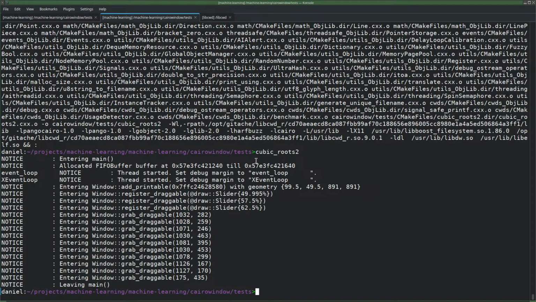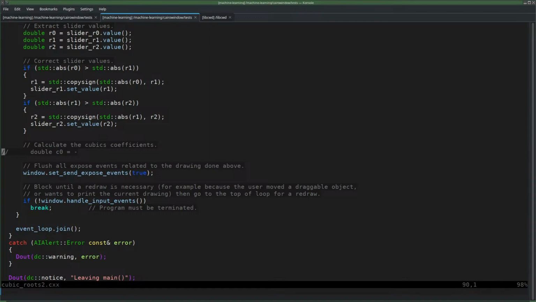Hi, AG. Calculate the cubic coefficients. The constant is the product between all the roots with the minus sign.